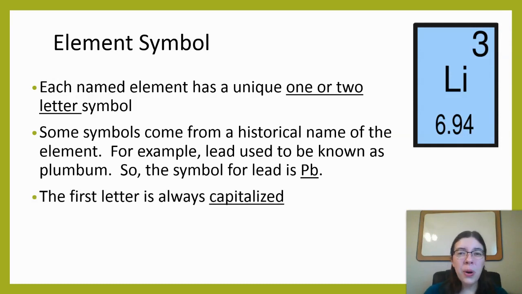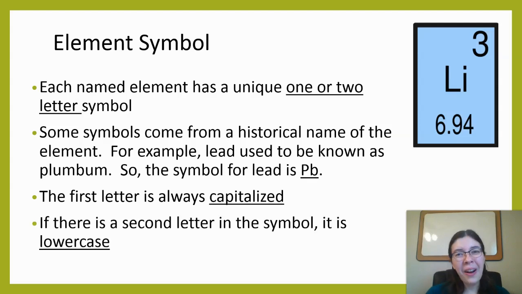Now, one thing that is always true is that the first letter of the element symbol is always capitalized. So if we look at my Li symbol for lithium, the L is capitalized. In my Pb for lead, the P is capitalized. Now, the second letter, if there is one, not all elements do, but if there is that second letter, it is always going to be lowercase. So with my Li, again, the i is lowercase. For my Pb for lead, the b is lowercase. So make sure you keep those capitalization and lowercase correct. It does matter.